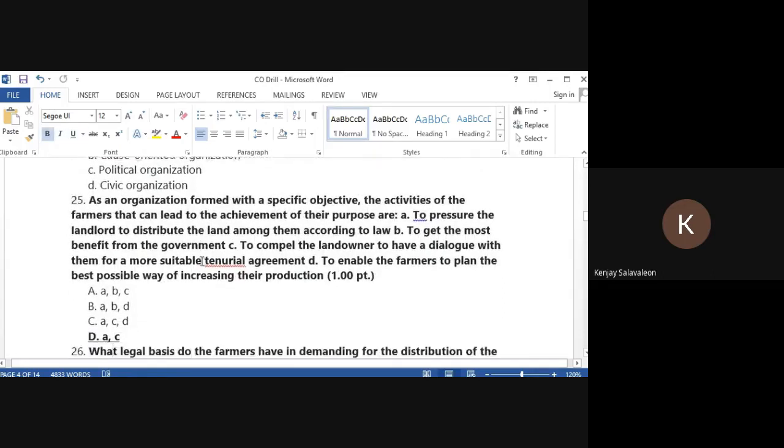Okay. 25. As an organization formed with a specific objective, the activities of the farmers that can lead to the achievement of the purpose are A. To pressure the landlord to distribute the land among them according to the law. B. To get the most benefit from the government. C. To compel the landowner to have a dialogue with them for more suitable tenurial agreement. D. To enable the farmers to plan the best possible way of increasing their production.